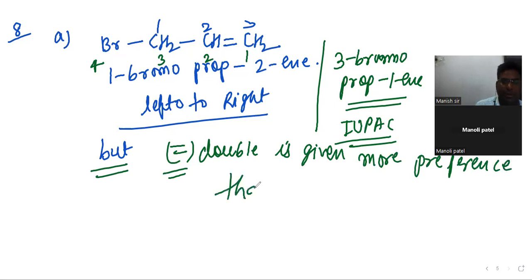Preference than halogen. Right. So this will be the name of that. And this is found, we have right, incorrect. So the rest will be the right one. So the first option is your answer for that one.